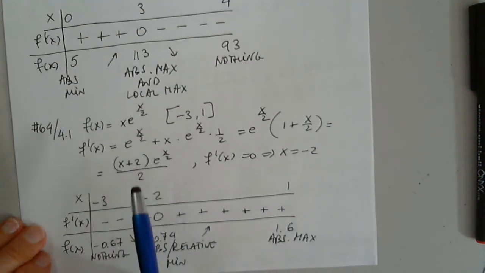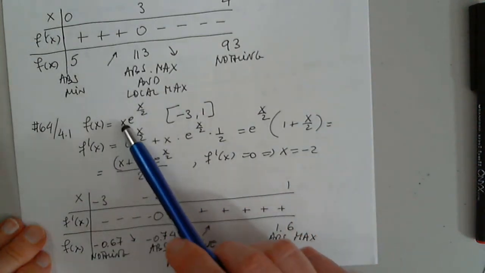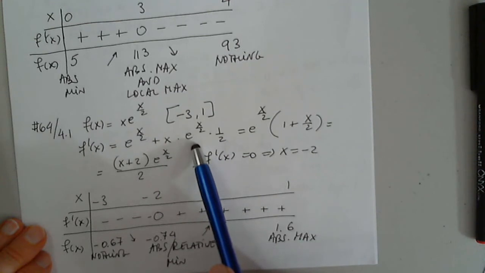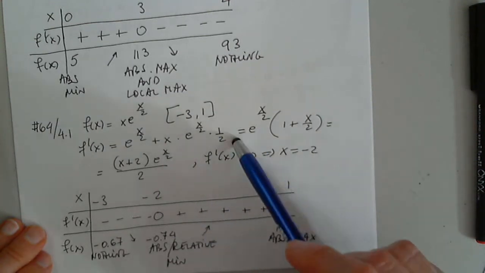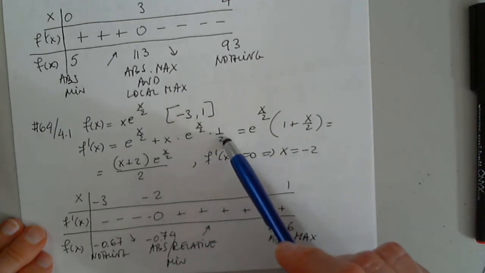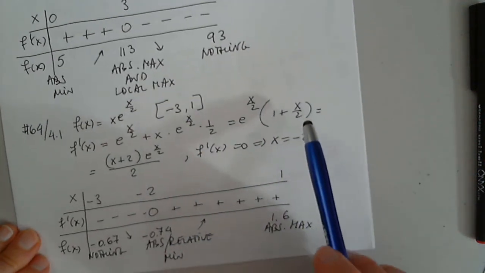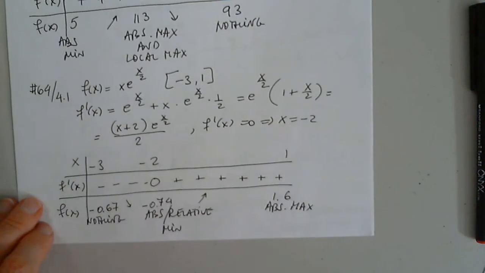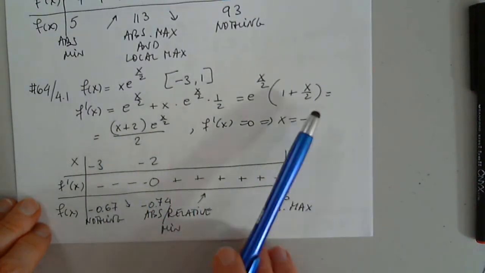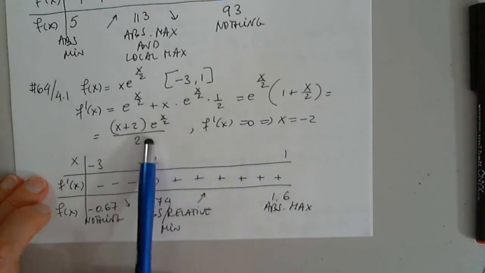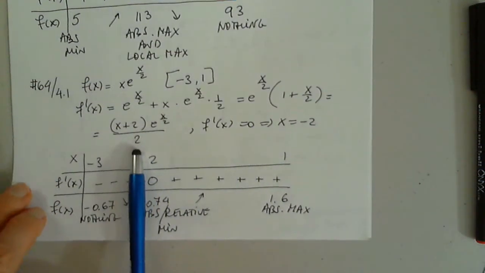Same question here. We differentiate the first function prime times the second one plus the first times the second one prime, e to x over 2 times 1/2, the inner function prime. I factor out e to x over 2 and I got 1 plus x over 2, but that changes into 2 plus x, right, in the numerator, or x plus 2 e to x over 2 divided by 2.